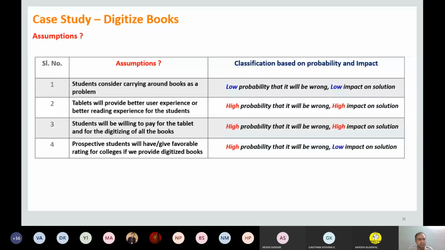So this is design thinking. This is one of the steps in design thinking: assumptions, when you are listing out assumptions and how you are going to classify them. Okay, so this is how we do it.